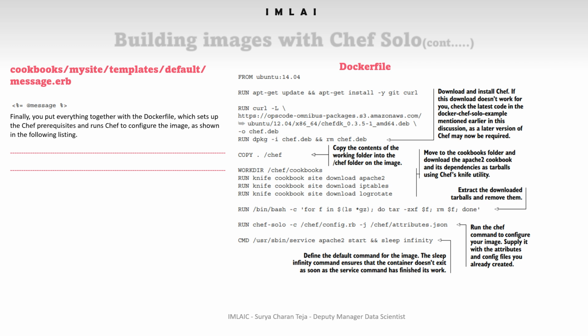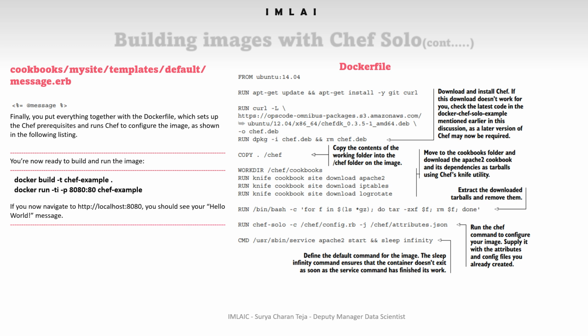So finally, you put everything together with the Docker file, which sets up the Chef prerequisites and runs Chef to configure the images as shown in this listing. That's it. Sorry, our Docker file is ready on the right side.